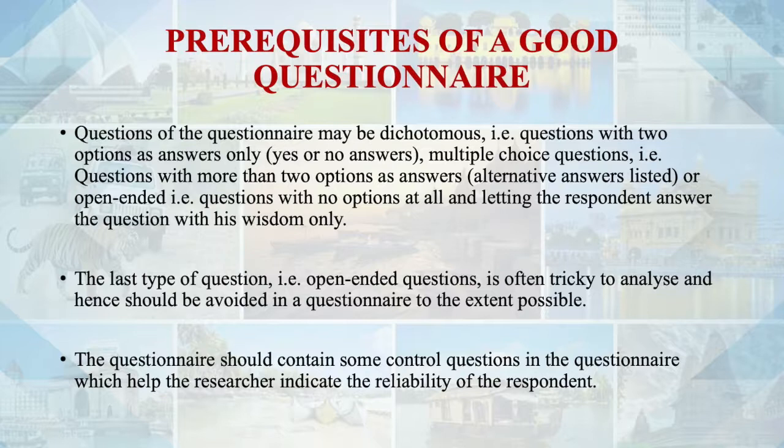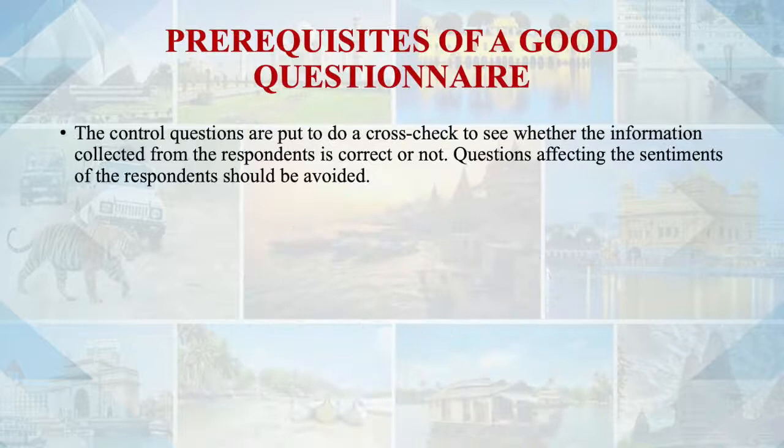The questionnaire should contain some control questions which help the researcher indicate the reliability of the respondent. For instance, a question designed to determine the consumption of a particular material may be asked in the beginning in terms of the financial expenditure, and a question may be asked in terms of weight in a later part of the study. The control questions are put to do a cross check to see whether the information collected from the respondents is correct or not. Questions affecting the sentiments of the respondent should be avoided.